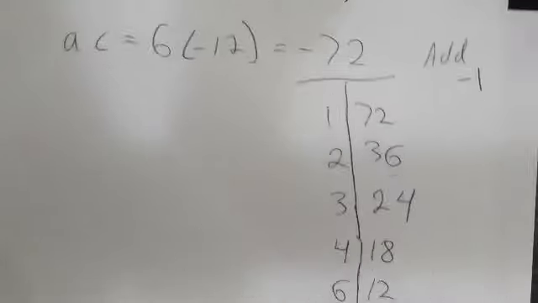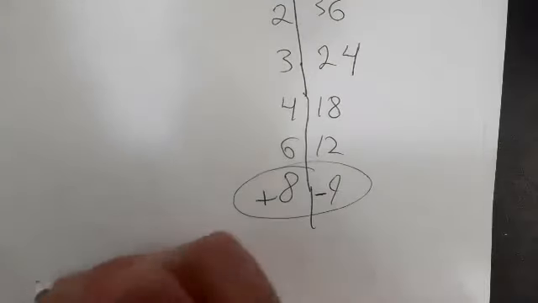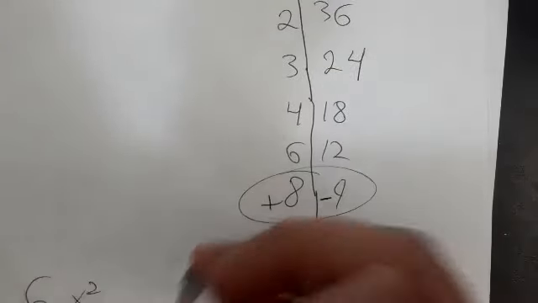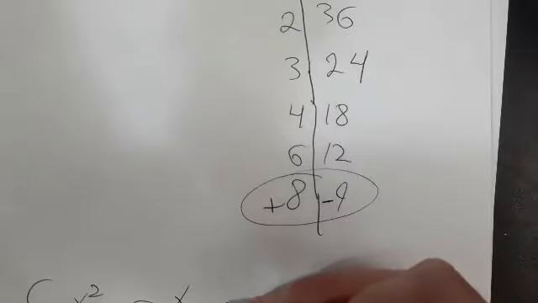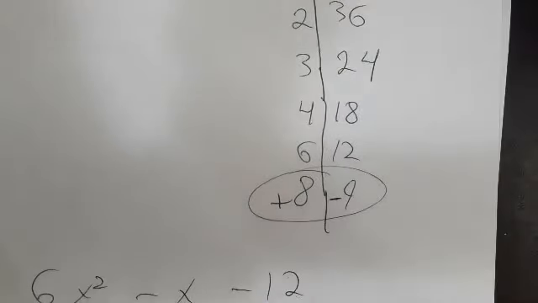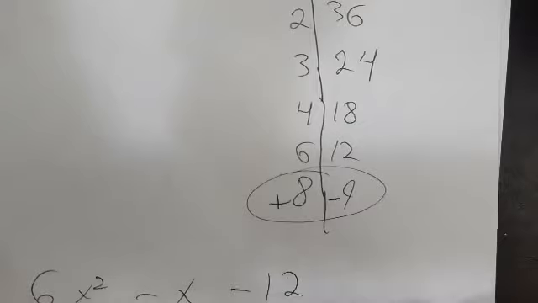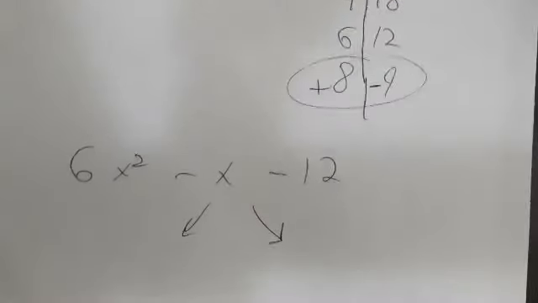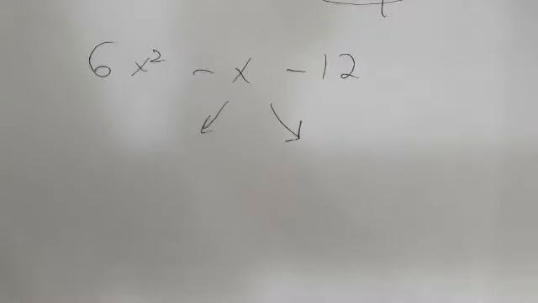Okay, and we're going back. Well, let me write 6x squared minus x minus 12. Let's bring it down a little bit.